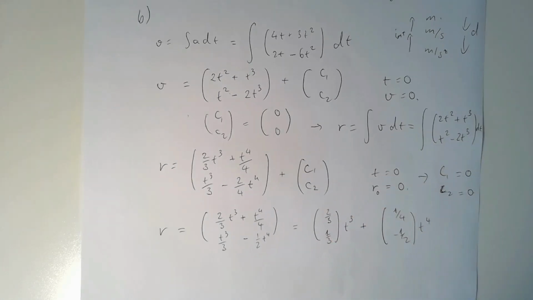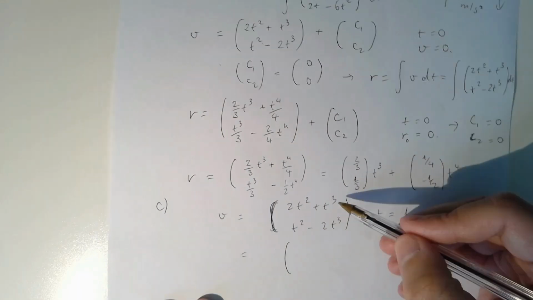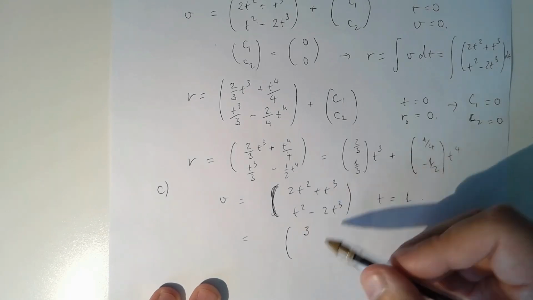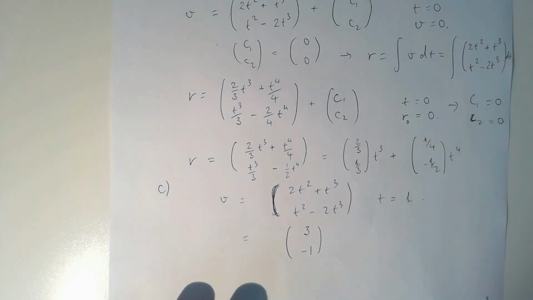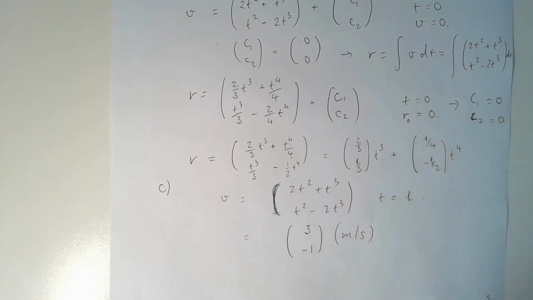Should be fine. 2 times 1 squared plus 1 cubed, so you should have 3. 1 take away 2 is minus 1. And that's it. Okay. We should get a unit there as well. So v equals 3 and minus 1. That's the final answer for question number 5C.